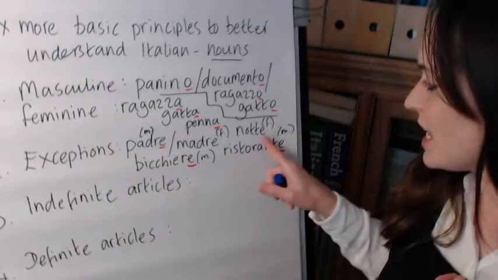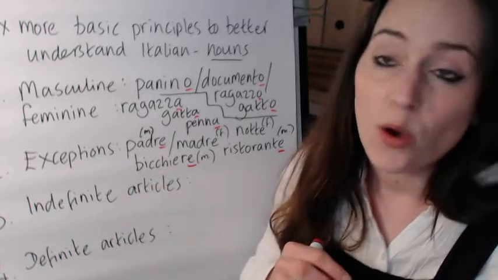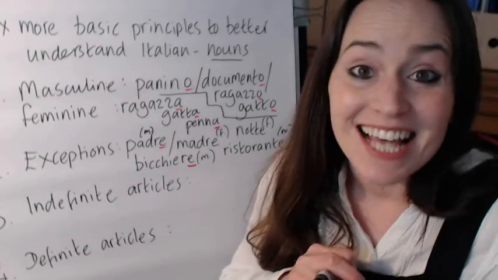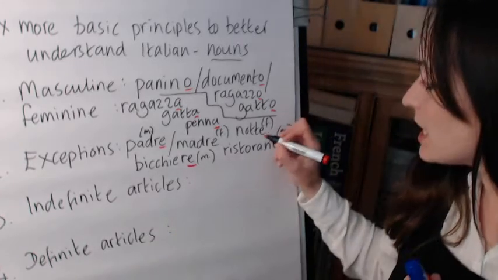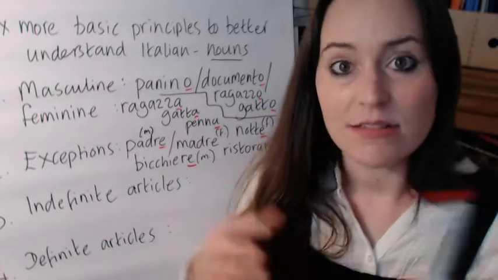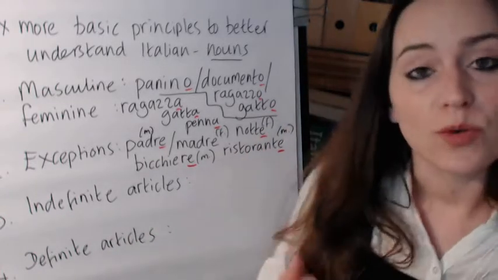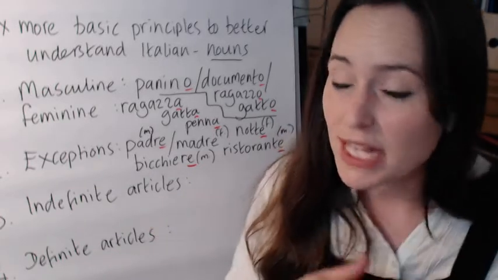Notte ends with an E, unlike ragazza or penna, insalata, macchina. Any of these, nouns that normally have an A at the end, they're kind of common, but there are quite a lot which end with an E. Sometimes they're masculine, sometimes they're feminine.